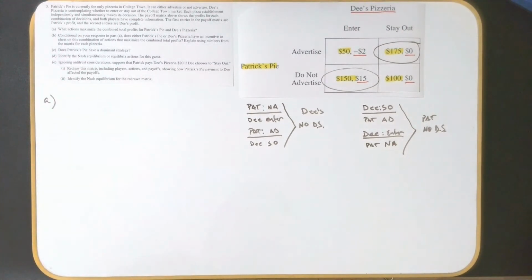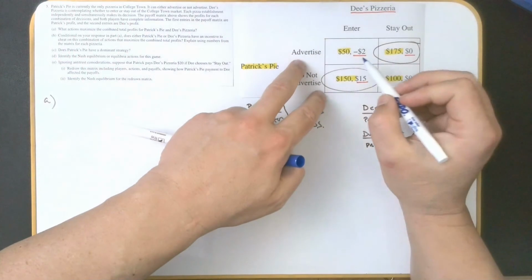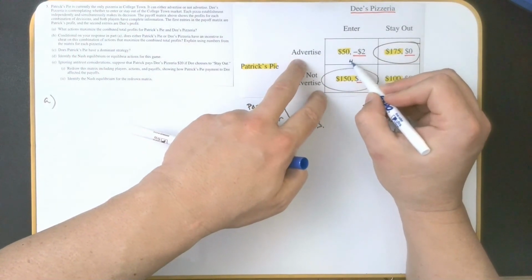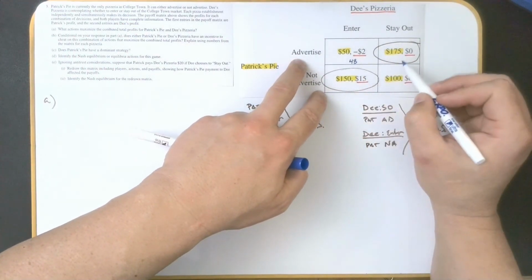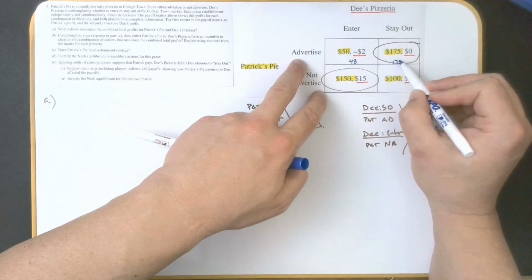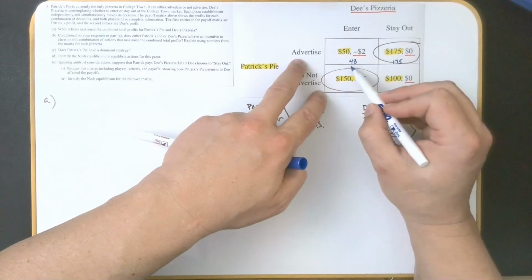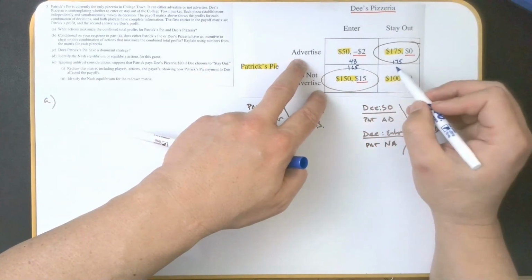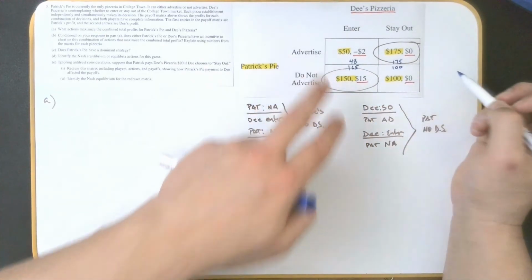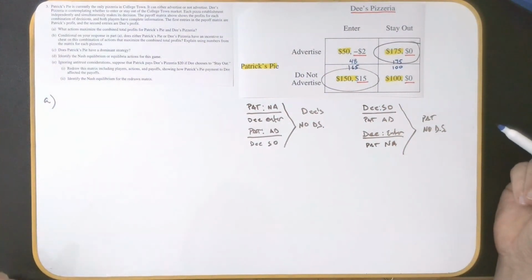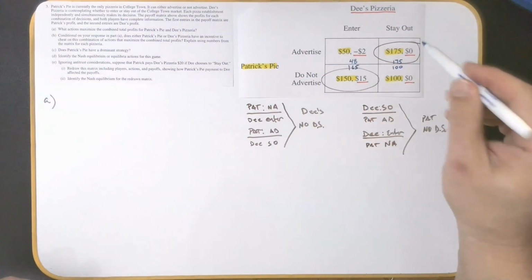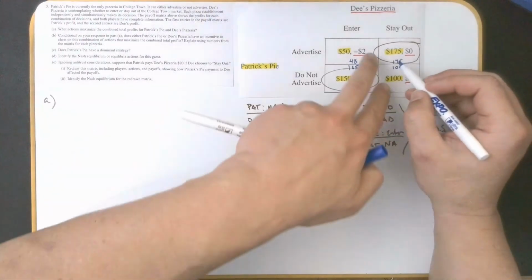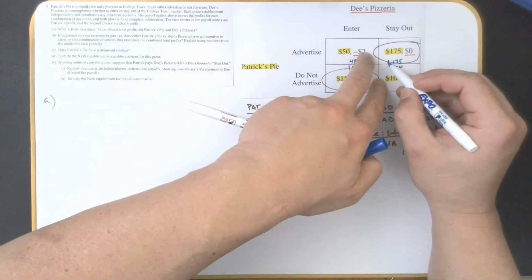So I think I'll put these in blue. So I'm just going to add the two of them together here. So this would be 48. This would be 175. This would be 165. And this would be 100. Okay? Interesting. So the best one for combined profits is actually this one up here. So I'm just going to put a little star right there.